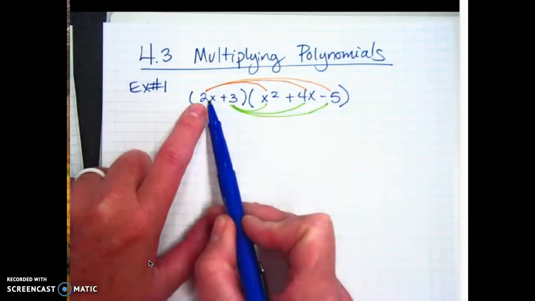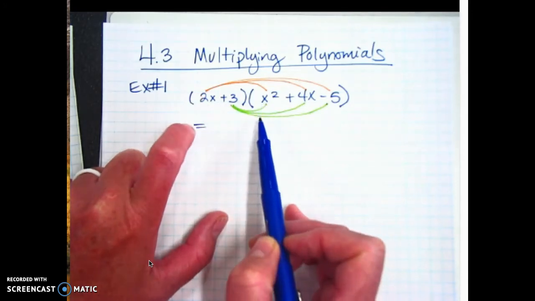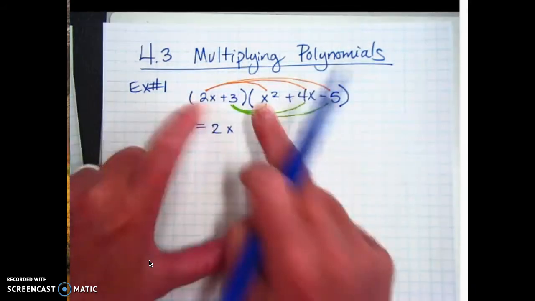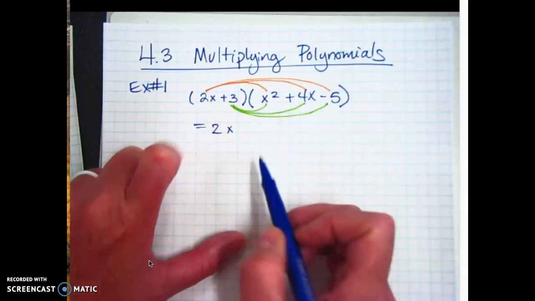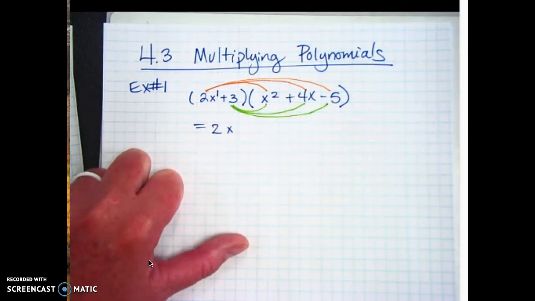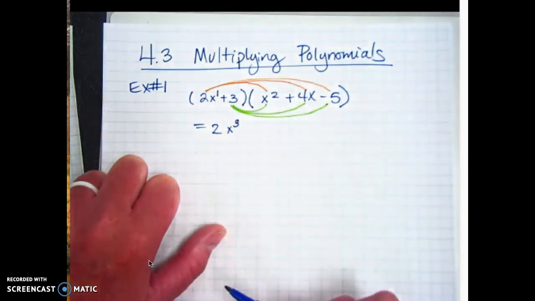We're going to start with the first term, 2x, and multiply it by the x squared. If there's coefficients, multiply them. So 2 times 1 is 2. If you have a variable, write the base as long as it's the same, and then add the exponents. If it helps to write exponents of 1, so you remember to add them, do that. 1 plus 2 is 3. So the first term is 2x cubed.